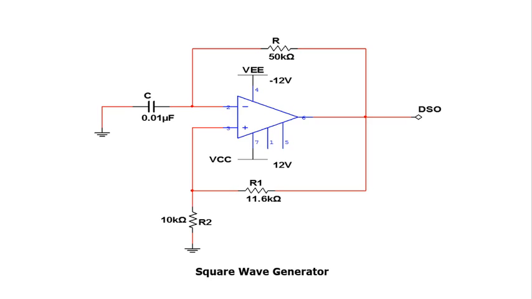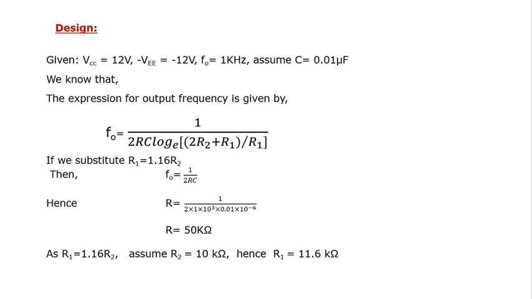The circuit diagram for square wave generator will be given. It uses the positive feedback through resistance R1 and R2, and it uses the negative feedback through resistance R and C. The capacitor will be charged and discharged through the resistor R.